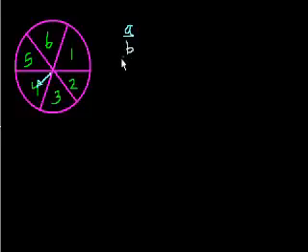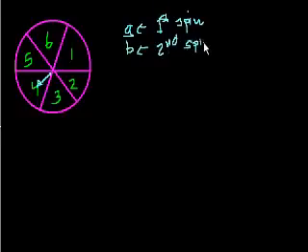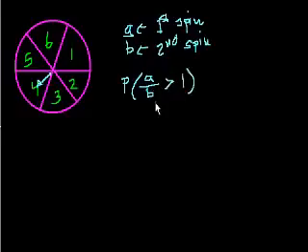A over b is formed, where a is the number of the sector where the arrow stops after the first spin. So there's the first spin. And b is the number of the sector where the arrow stops at the second spin. On every spin, each of the numbered sectors has an equal probability of being the sector on which the arrow stops. What is the probability that the fraction a over b is greater than 1? So they want to know the probability that a over b is greater than 1.